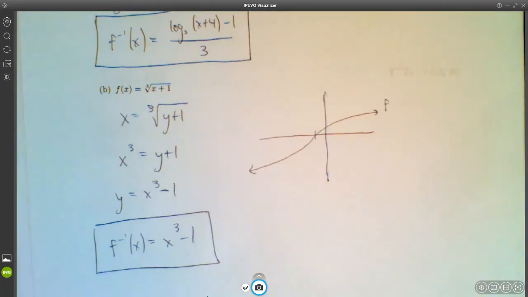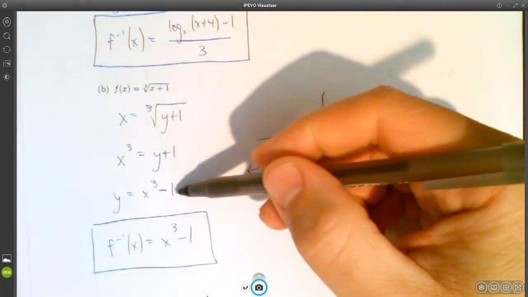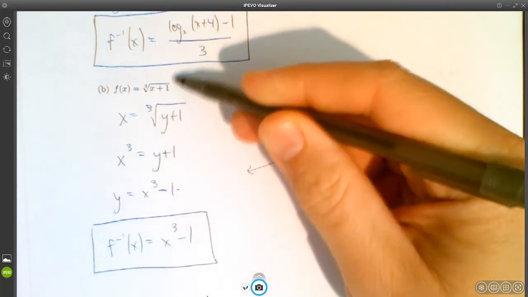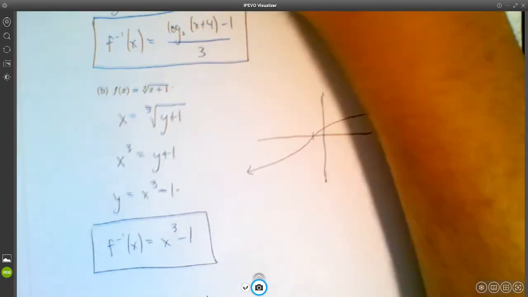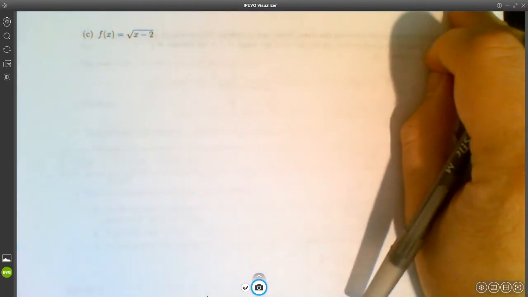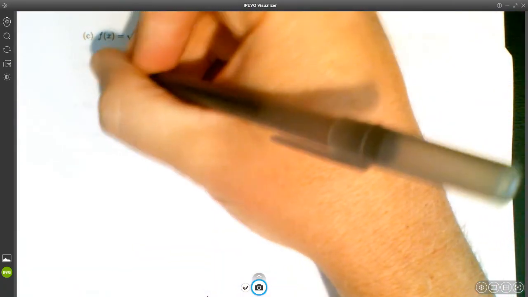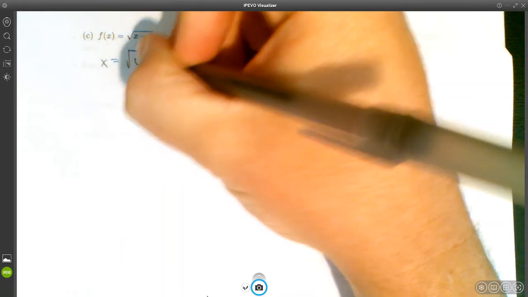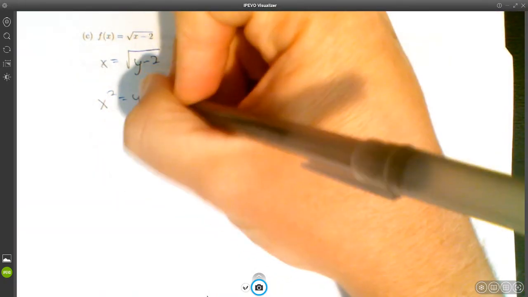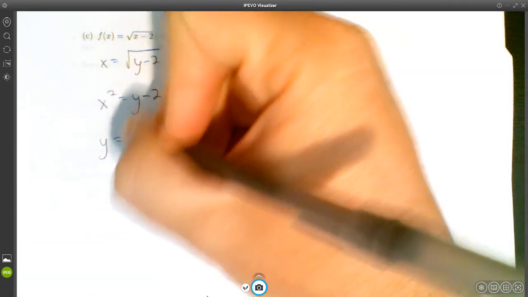At this point, you might start to be really curious about why I'm bothering making sure that the standard domain here matches the range there. Well, you'll see. It doesn't always, and if it doesn't, then we have to restrict the domain. Part C, I think, is going to be an example of that. So let's do part C. We're going to say x equals square root of y minus 2, and then solve for y. So we square both sides, and then add 2. y equals x squared plus 2.